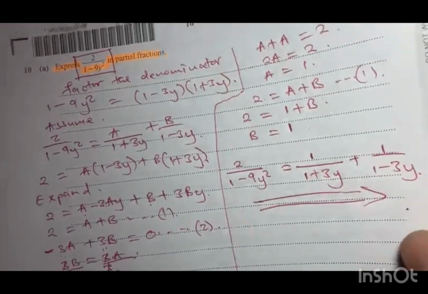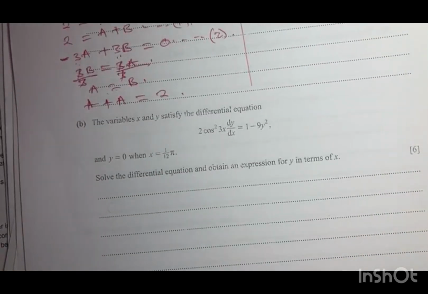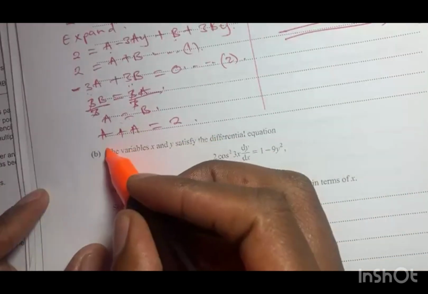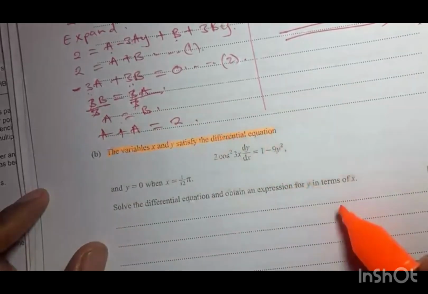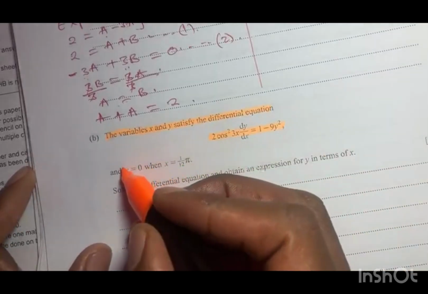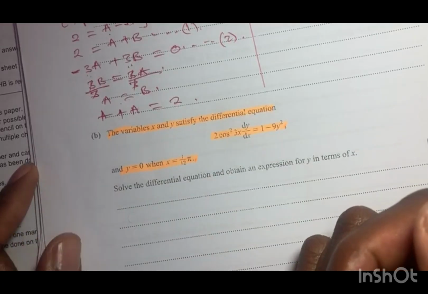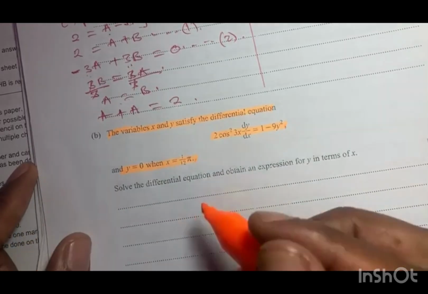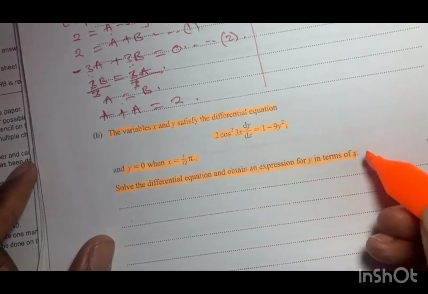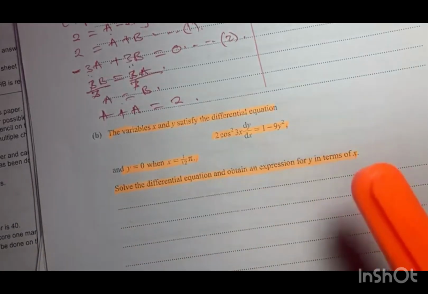Alright, so part B is saying that the variables x and y satisfy the differential equation, this one here. And when y is equal to 0, x is equal to 1 over 12 pi. I should solve the differential equation to obtain an expression for y in terms of x. So I'm going to solve the differential equation.